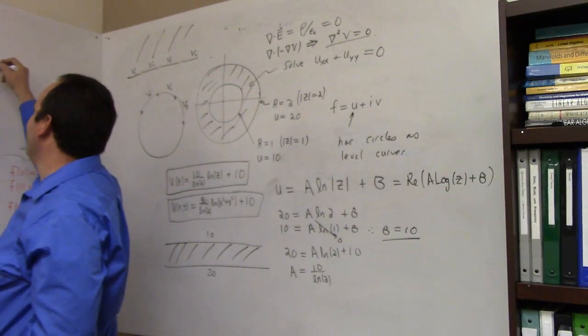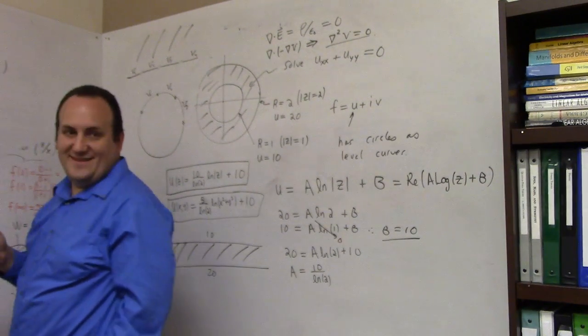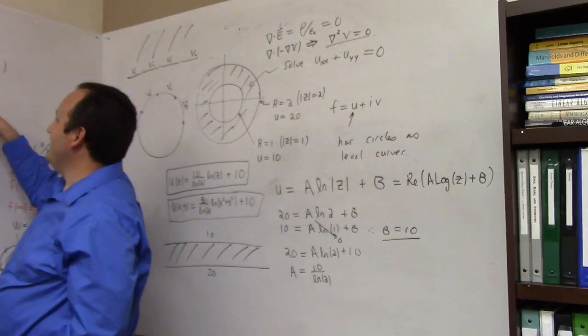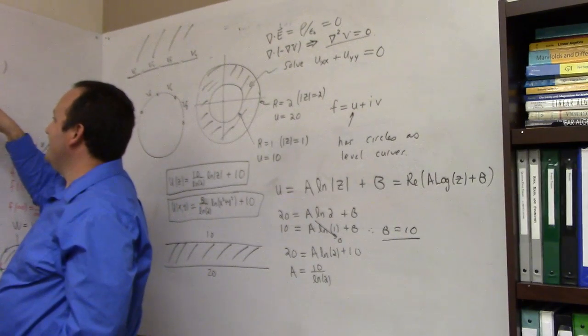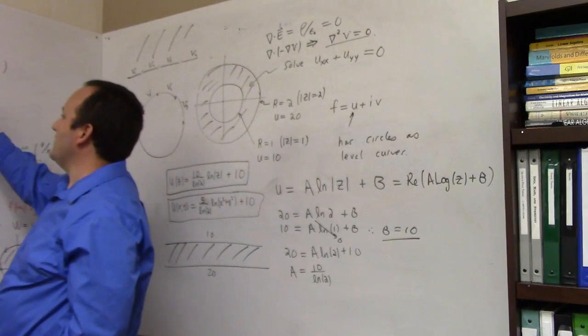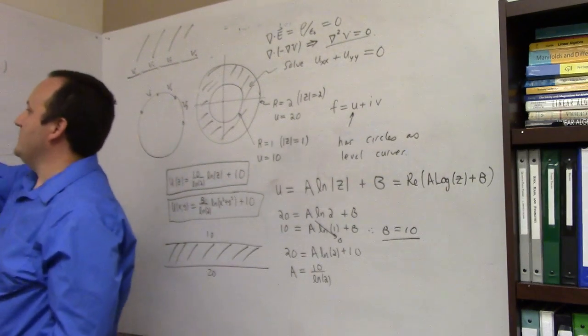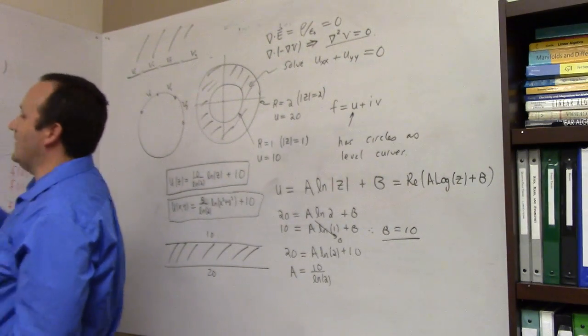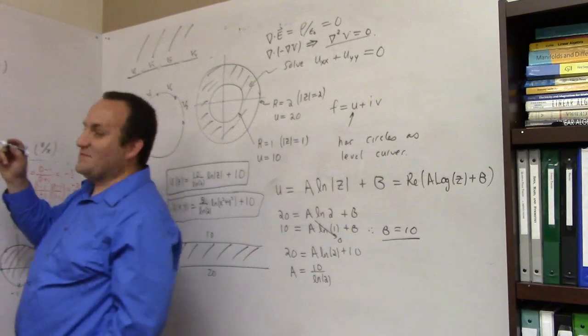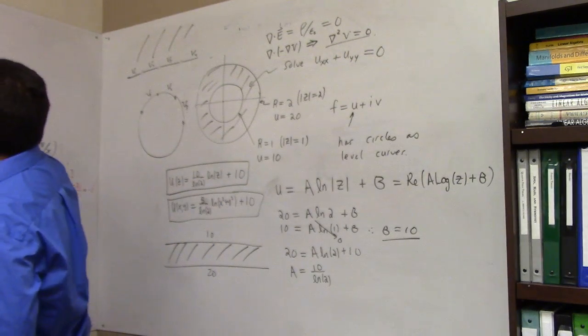Arg of z is your man. I'm an idiot. 0 volts here, pi volts here. They're better. I'm a little rusty with the complex. And you want to solve it up here.